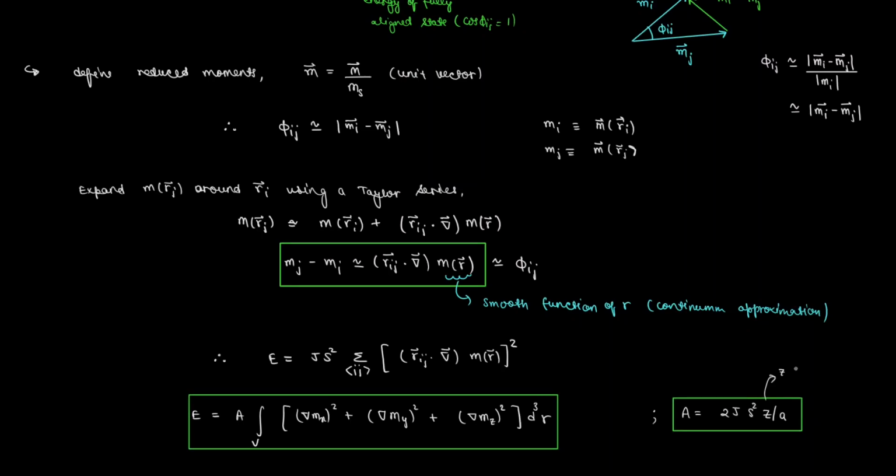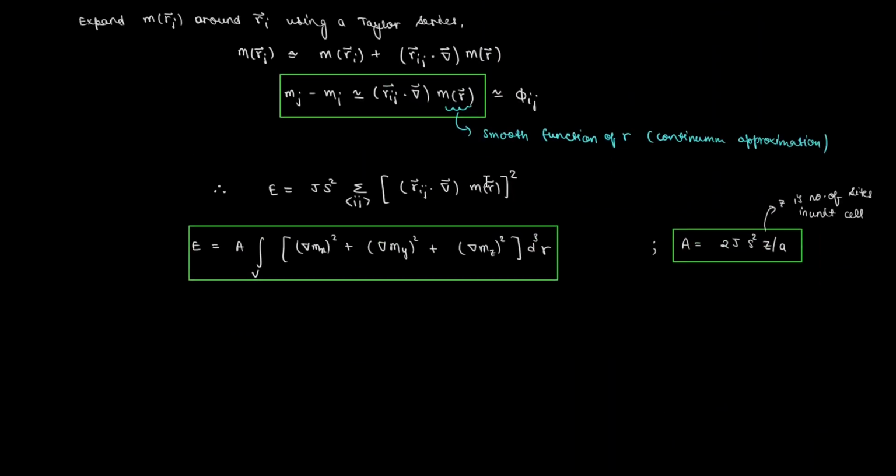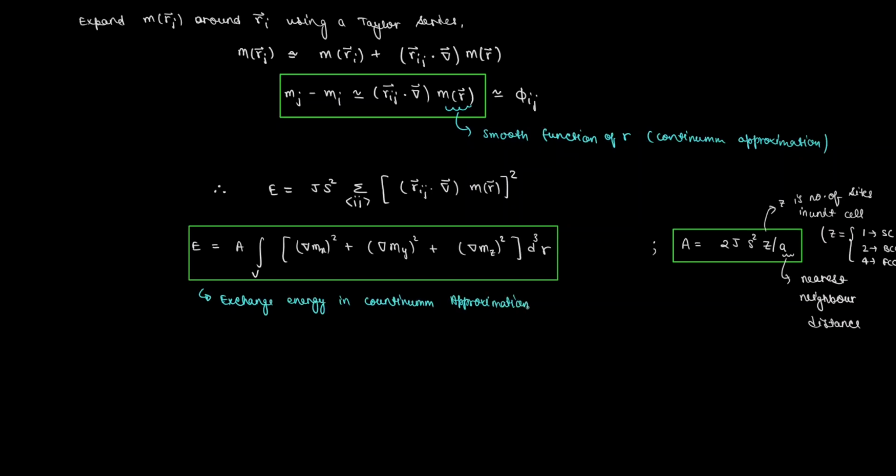Here z is the number of sites in a unit cell, and the value of z is equal to 1 for simple cubic, 2 for body-centered cubic, and 4 for face-centered cubic, and a represents the nearest neighbor distance. Now this equation represents the exchange energy in the continuum approximation. This relation is crucial for the continuum approximation of discrete spin systems, such as in the case of micromagnetic theory. There are several micromagnetic simulation platforms such as MuMax3 and OOMMF. There, this approximation is crucial to find the exchange energy of the discrete spin system.